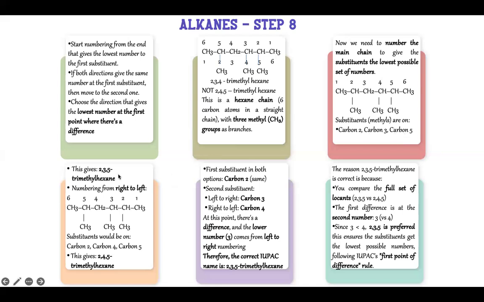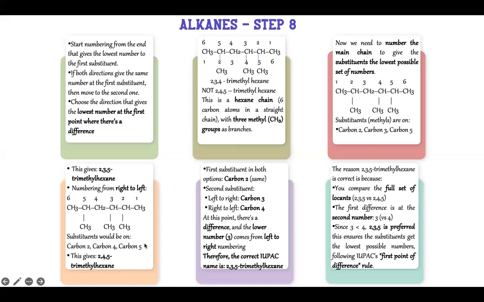That gives 2,4,5-trimethylhexane. When we number from right to left, carbon 6 is CH3, carbon 5 is CH, which is branched out to CH3, carbon 4 is CH2, carbon 3 is CH branching out to CH3, carbon 2 is CH branching out to CH3, and carbon 1 is CH3. The substituents would be on carbon 2, 3, and 5, which gives 2,3,5-trimethylhexane.